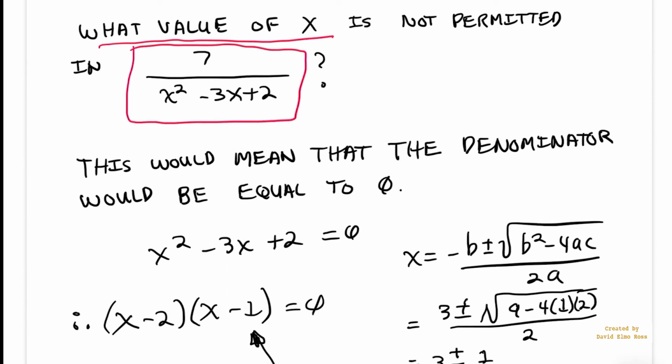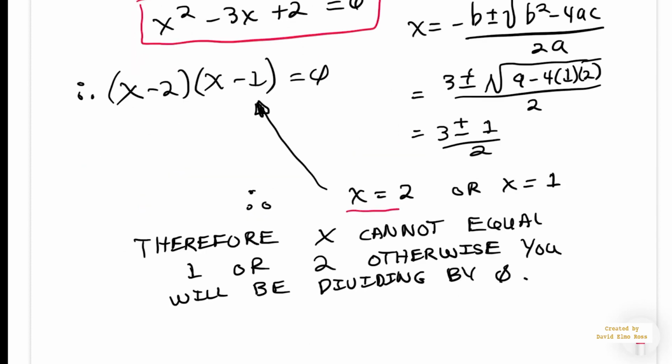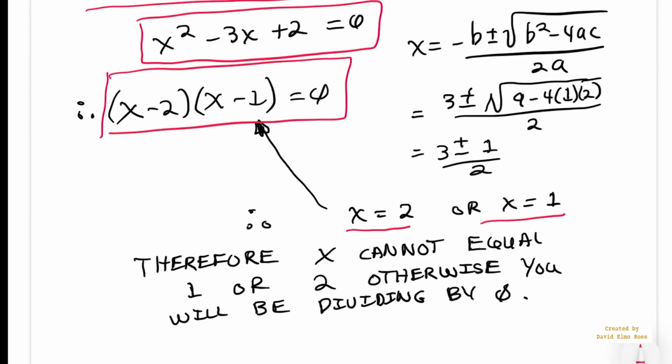What value of x is not permitted in this expression? 7 over x squared minus 3x plus 2. This would mean that the denominator would somehow have to be equal to 0, because that is not allowed. That gives you an invalid result. Now, that means that this would have to equal 0. And if we use the quadratic formula, minus b plus or minus the root of b squared minus 4ac over 2a, we get that x is equal to 2, or x is equal to 1. And if we substitute this back in to here, we'll see that x minus 2 times x minus 1 indeed gives us this back when it's factored. Therefore, x cannot be equal to 1 or 2, or you will be dividing by 0, and this will not be a valid result.